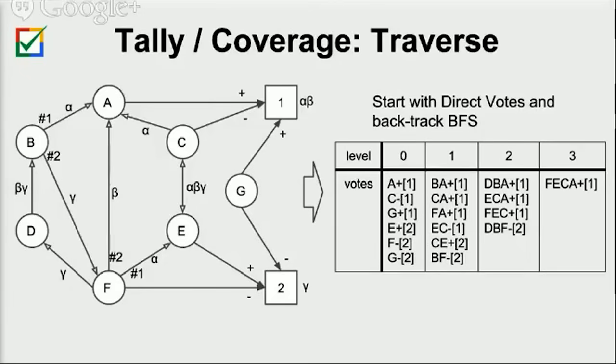Important thing is that as we're growing these paths, we're not allowing cycles, and also we're checking that the paths all respect the tags. So for example, you can't do FDBA1, because F is delegating to D via gamma, and 1 is not labeled gamma. So you backtrack, and you get all the possible paths for all issues.